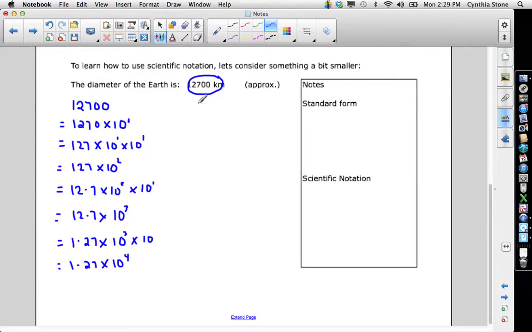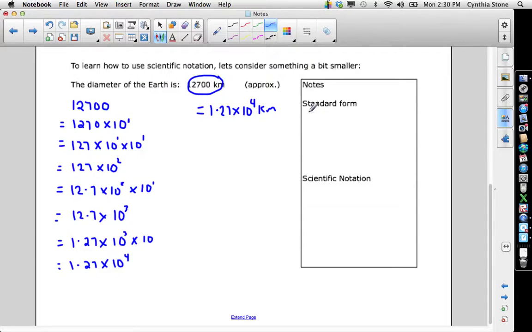Okay? So if you're asked for scientific notation of 12,700 kilometers, you'd say that's 1.27 times 10 to the 4. Now, obviously, you would never do this whole thing. That'd be a huge waste of your time. I'm going to show you just the quick rule for how to do it. Okay, and that's on the next page.